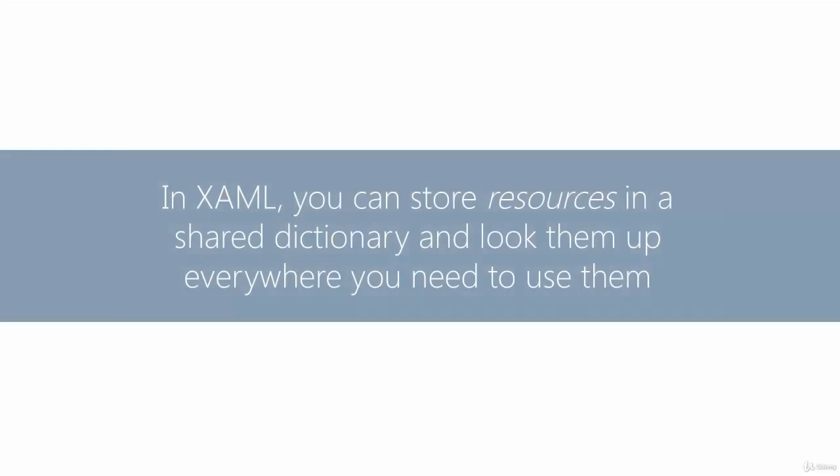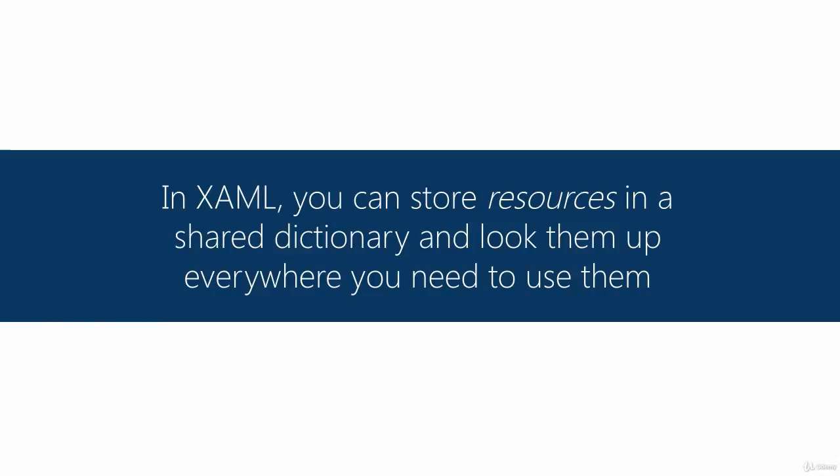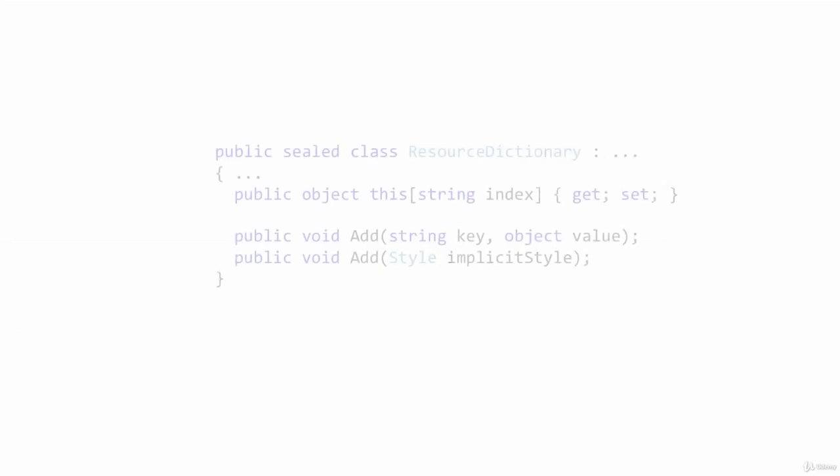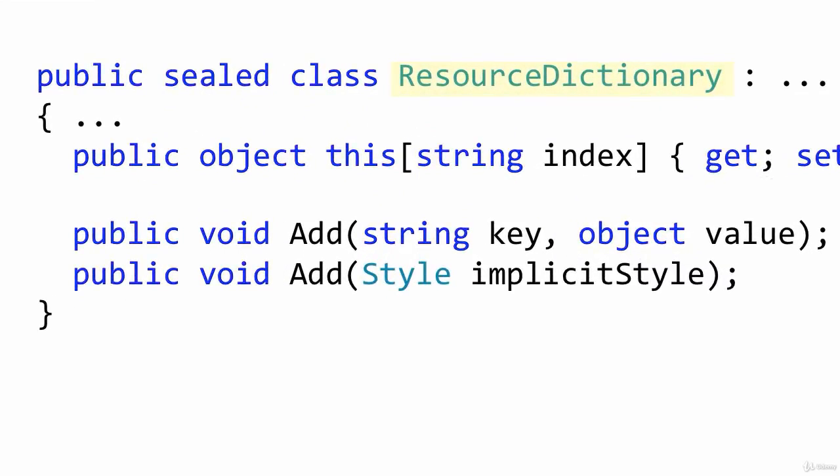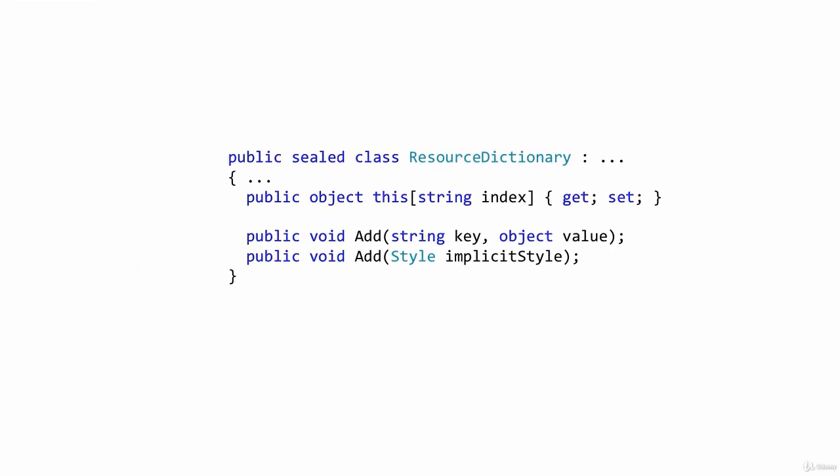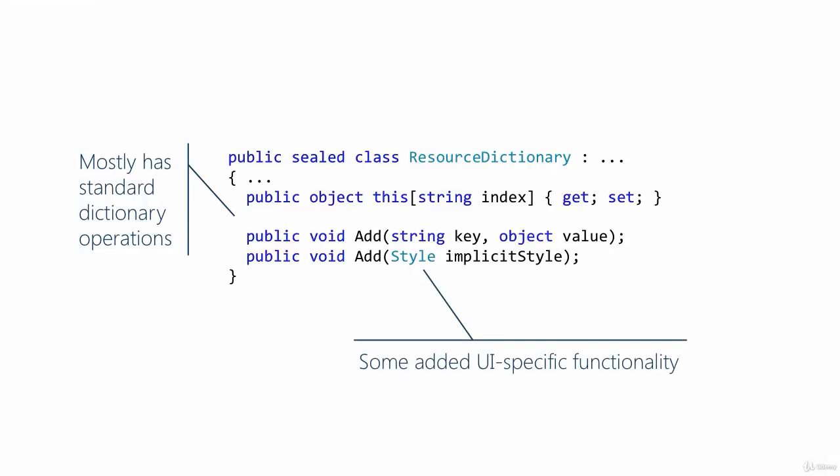In XAML, you can store resources in a shared dictionary and look them up everywhere you need to use them. A resource dictionary is a key-value pair dictionary that is customized for use with UI resources. The library class resource dictionary is the dictionary hard-coded to map string to object. It is similar to a System.Collections.Generic dictionary with key-value pairs. It has a small amount of customization to hold UI-specific values, for example, implicit styles. The add method takes the style and generates the key internally from the fully qualified name of the style's target type.